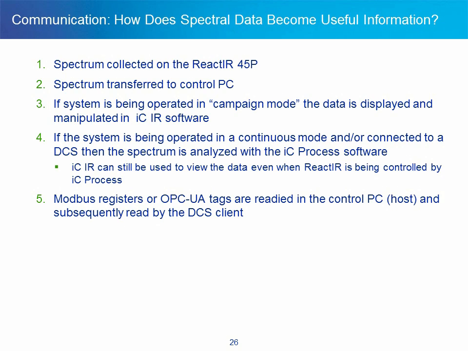If the system is being operated in a continuous fashion or connected to a DCS, then the spectrum is analyzed with the IC Process package. ICIR can still be used to view the data even when the FTIR is being controlled by IC Process. Finally, Modbus registers, or OPC UA tags, are readied in the control PC, which is the host, and then they're read by the DCS, which is the client.